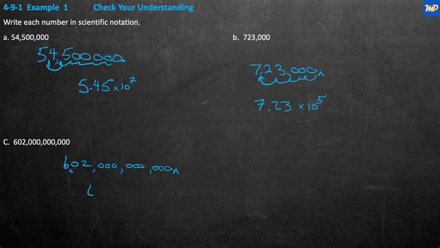So the answer is 6.02. Get rid of all the zeros that are below the last real non-zero number. And then it's times 10 to the 11th power. Okay?